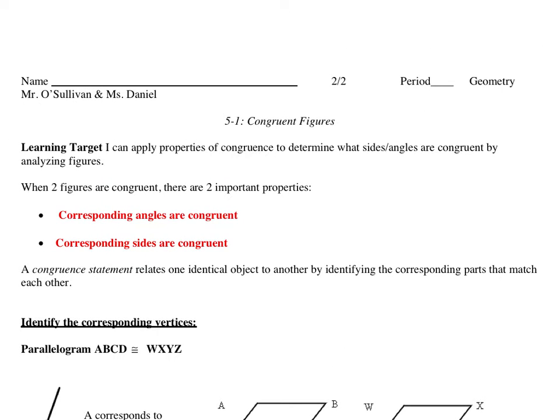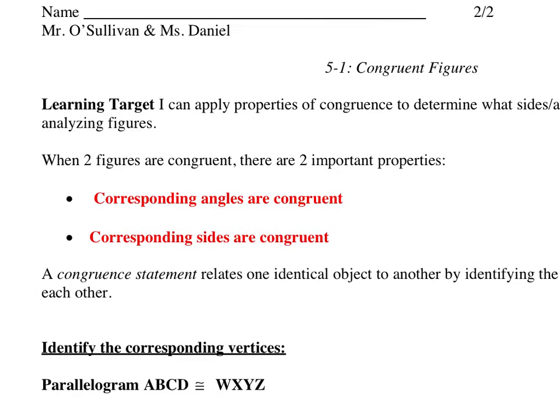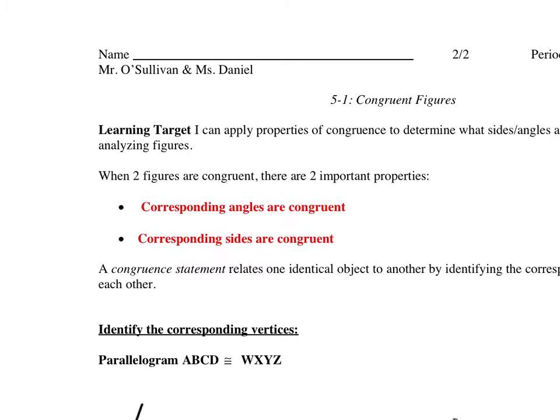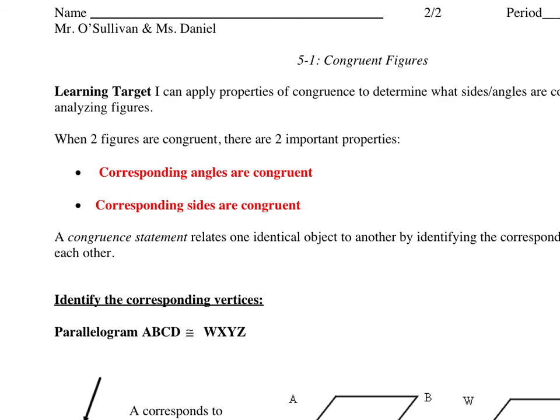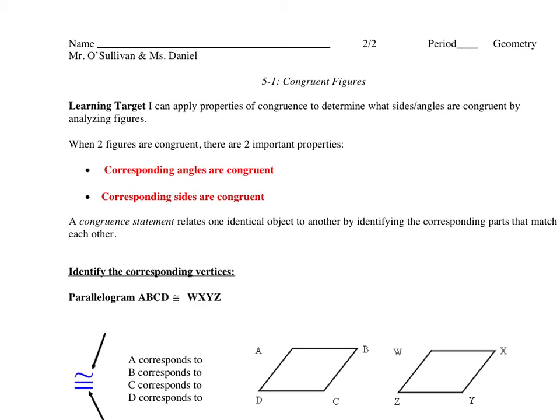Today's learning target is: I can apply properties of congruence to determine what sides and angles are congruent by analyzing figures. So when two figures are congruent, there are two very important properties that we need to take into account. Their corresponding angles are congruent and their corresponding sides are congruent. And we know what's going to be corresponding by, A, looking at our image, and B, by looking at our congruence statement. A congruence statement relates one identical object to another by identifying the corresponding parts that match up to each other. It's actually very straightforward. The first matches with the first, the second with the second, and so forth.